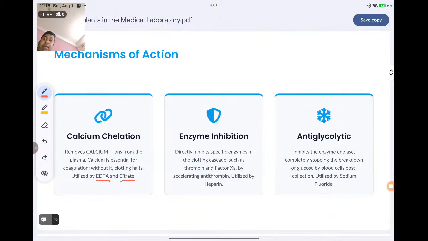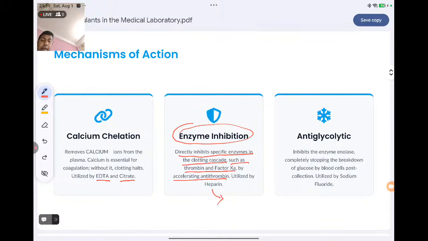The second mechanism of action of anticoagulant is enzyme inhibition. It directly inhibits specific enzymes in the clotting cascade, such as thrombin and factor 10A, by accelerating antithrombin, and it is done by heparin. Heparin is a naturally collected anticoagulant. Why is it a naturally collected anticoagulant? Because it is present in our liver.